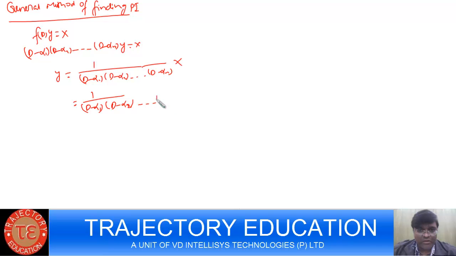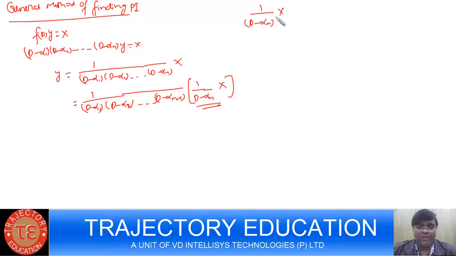We'll operate it with (D − α_{n−1}). So let's operate first (D − α_n), and we have to operate it on x. I'll tell you how to find this, and similarly you can keep on operating with (D − α_{n−1}), and so on, right? So let's first discuss how I find this one.